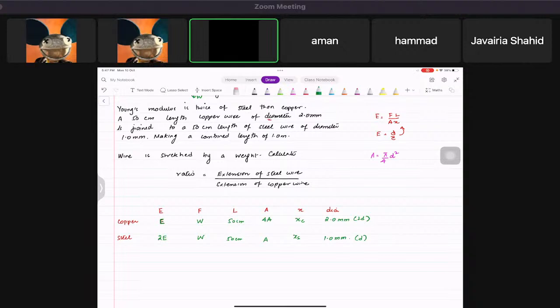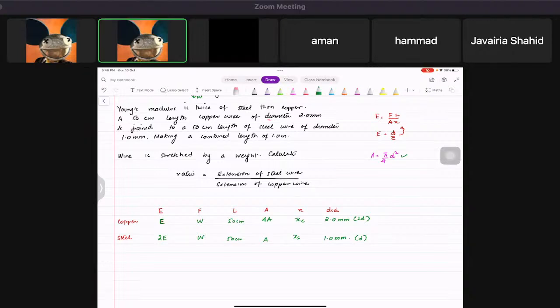But why is it 4? Because there is a square in the formula, right? So D square is proportional to A. So if the diameter doubles, area is going to be increased by 4 times. That's why. Should I go forward then?